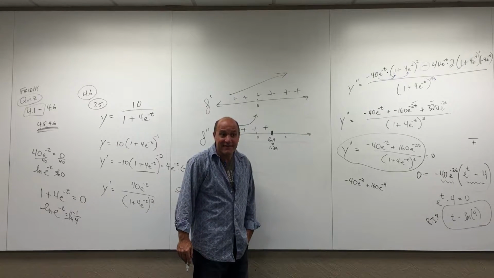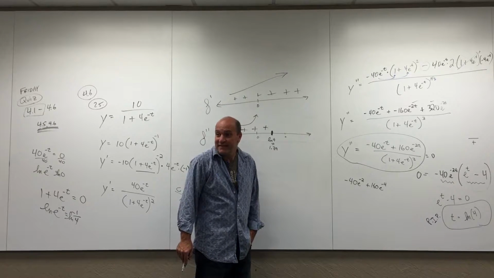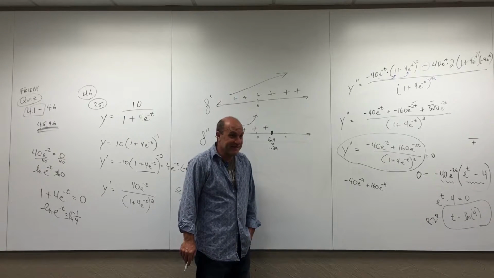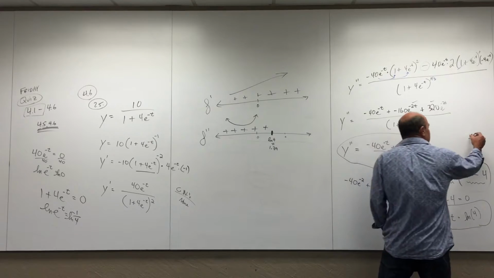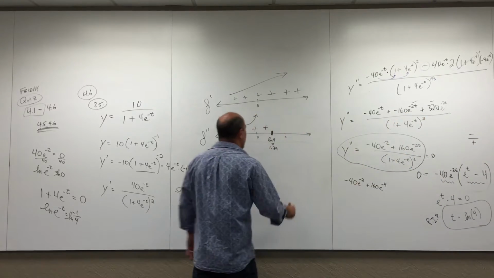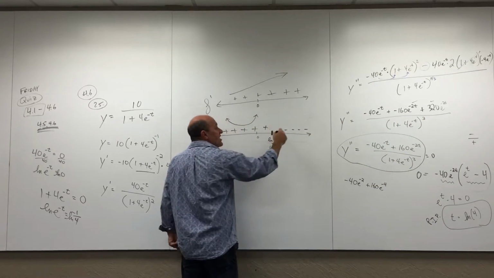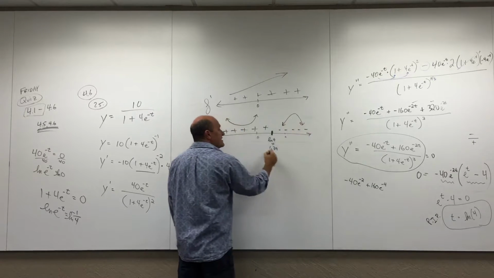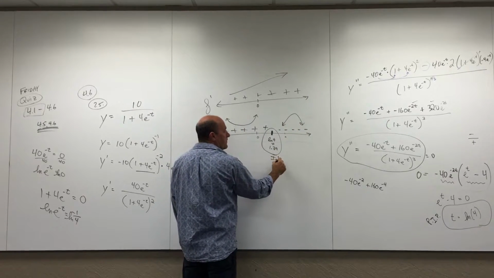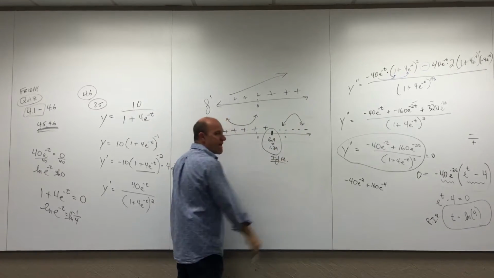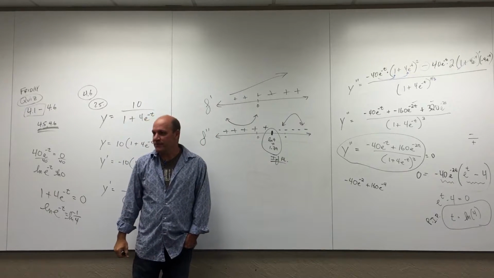You think it's negative? He says it's negative. Good, thank you guys. So it's negative. And if it's negative over positive, it's negative, which means it did change concavity, which means this is an official inflection point. Good God, that was a hard problem.